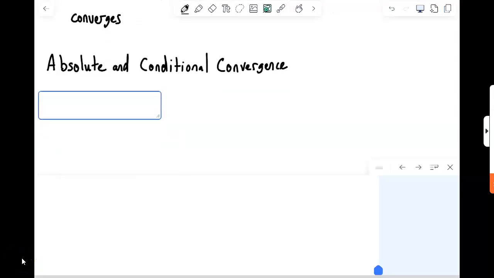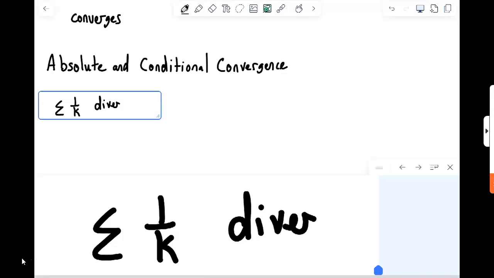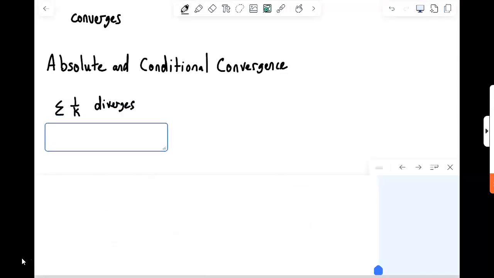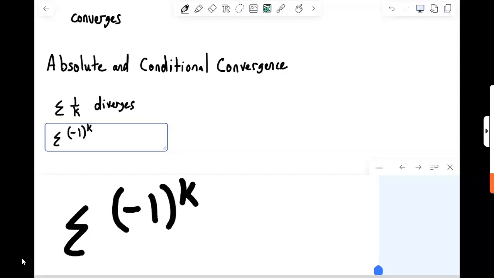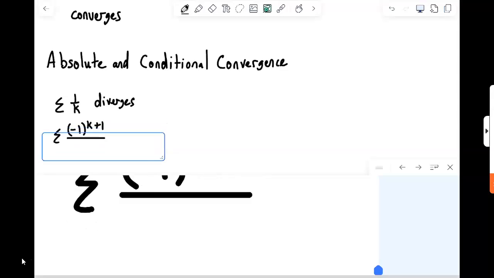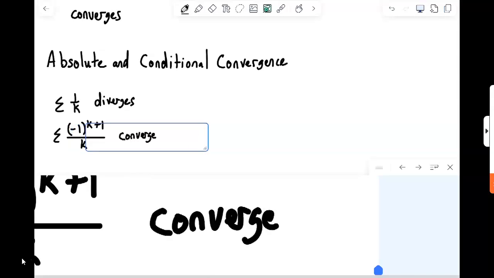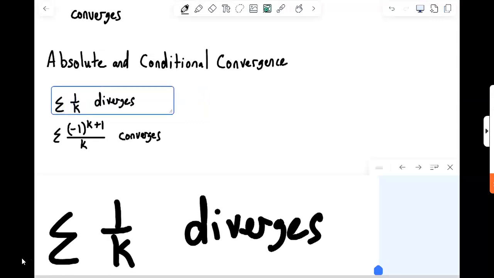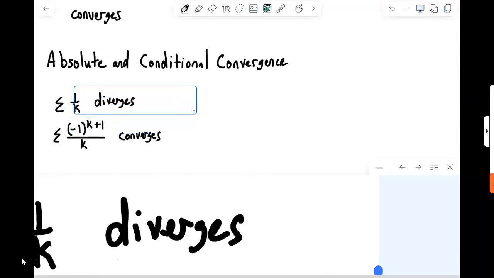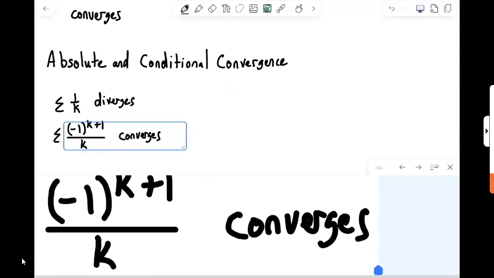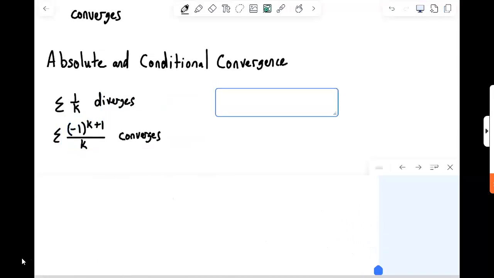Okay, so we have now seen that the harmonic series diverges. Yet if we put an alternating sign in front of it, (-1)^k or (-1)^(k+1), either one, over k, then that series we've seen actually converges. Right? So dropping the alternating sign, we have a divergent series. By inserting it, we have a series that converges.